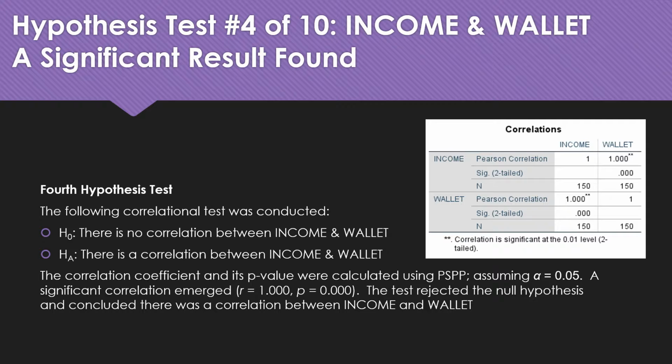The correlation coefficient and its p-value were calculated using PSPP. Assuming alpha was equal to 0.05, a significant correlation emerged between the correlation coefficient, which was equal to 1.000, and the p-value, which is equal to 0. The test rejected the null hypothesis and concluded there was a correlation between income and wallet.